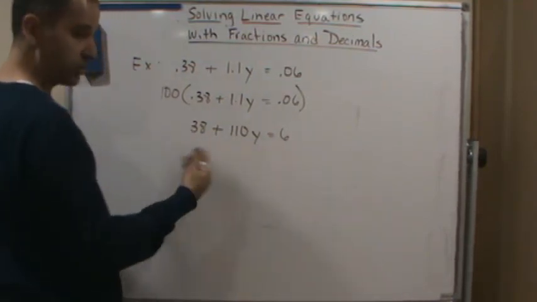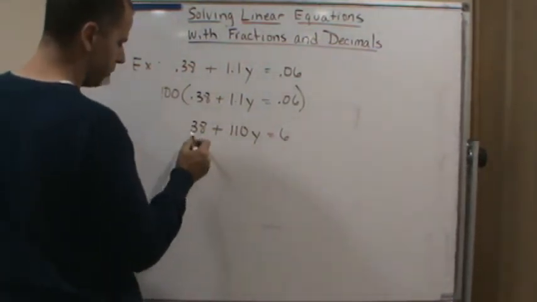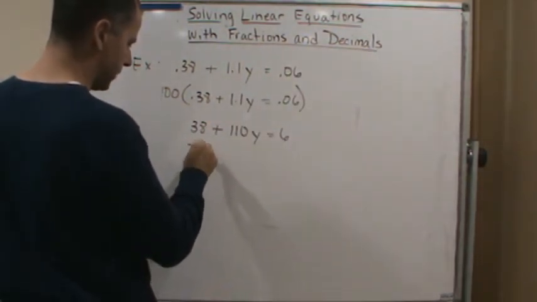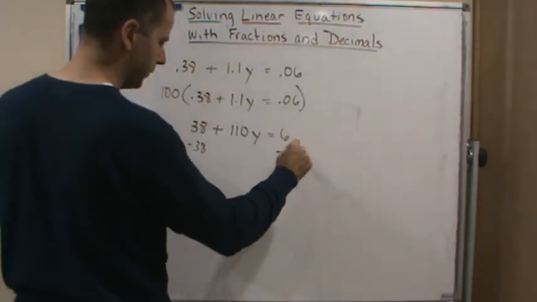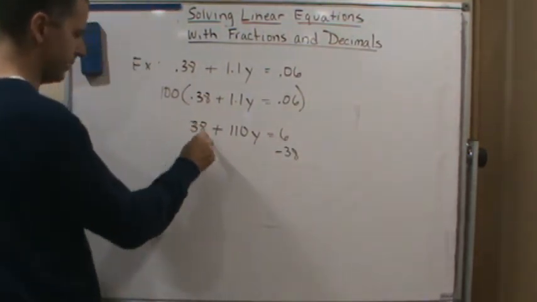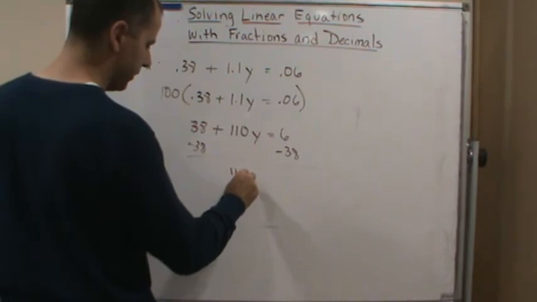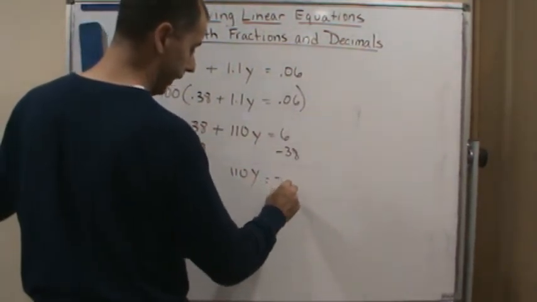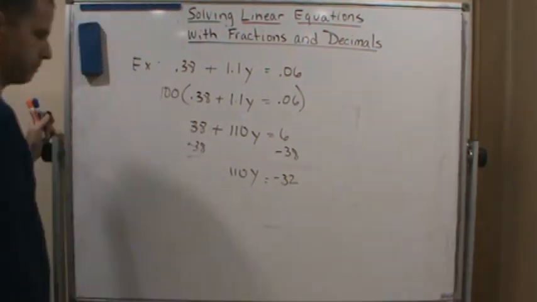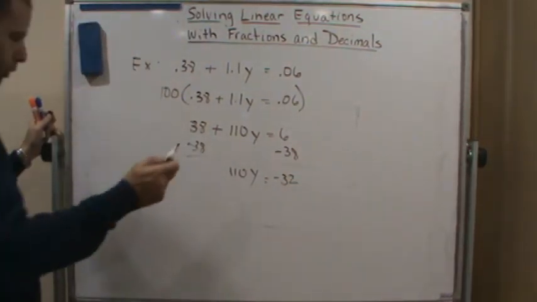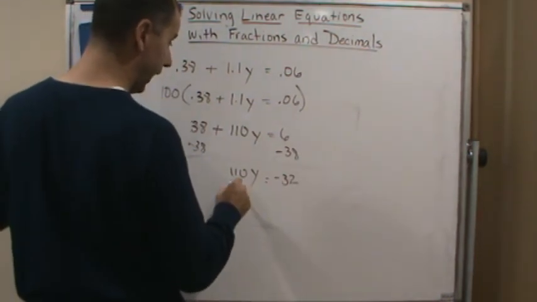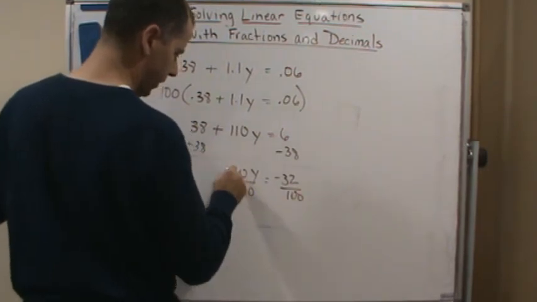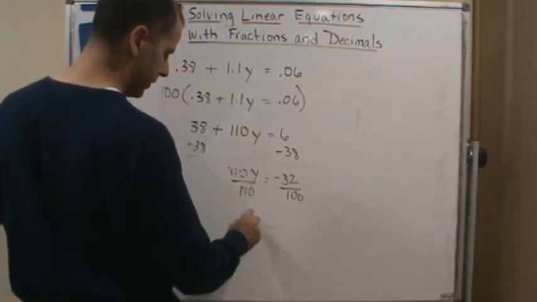So now I'm going to use the addition property, the addition principle. So I'm moving all the constant terms to one side, so I'm going to subtract 38 from both sides. Okay, so if I add, this goes away, and I get 110y equals what? Negative 32, right? Okay, now all I'm going to do is divide both sides by 110. And so again, 110 divided by 110 gives me 1.